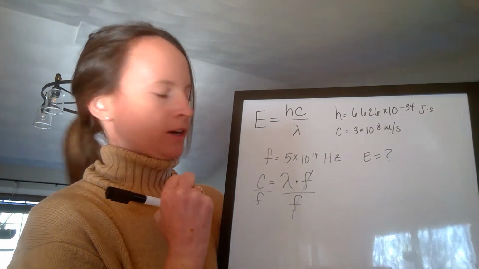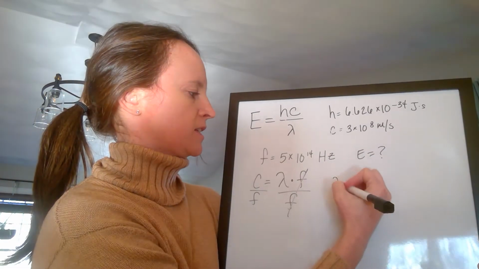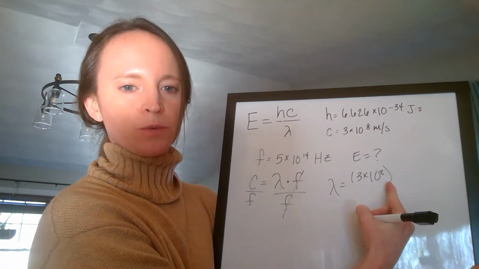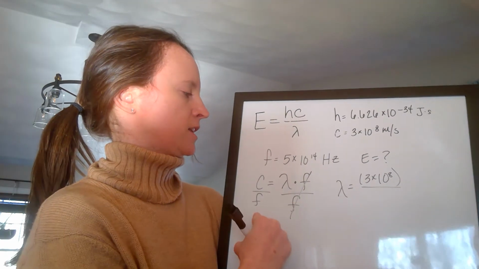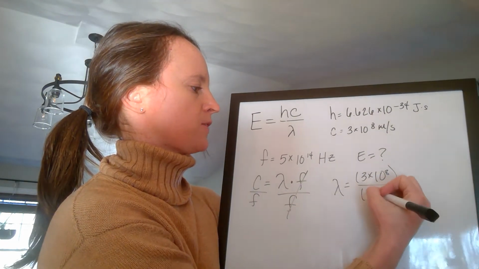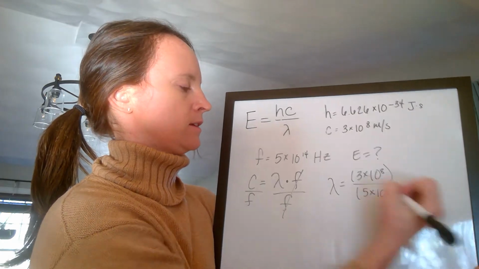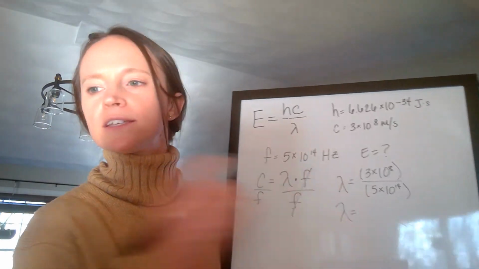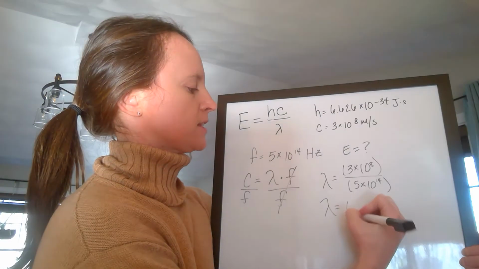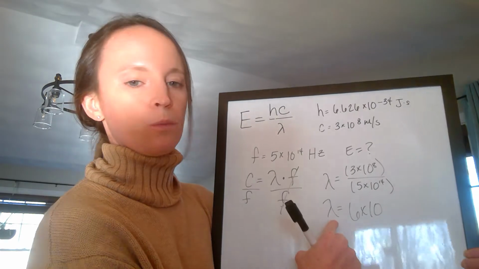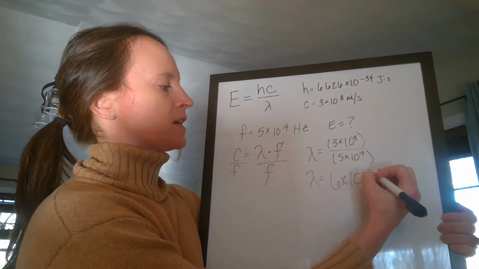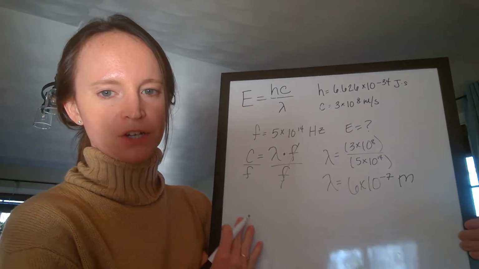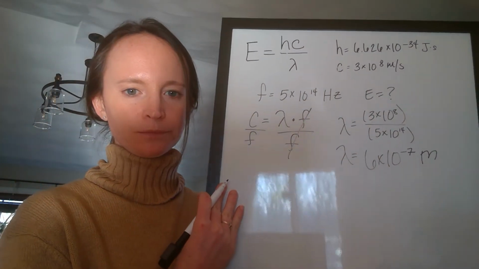Frequency cancels out over here, and I'm left with 3 times 10 to the 8th, which is C. And don't forget to put these in parentheses when you plug into the calculator. Divided by the frequency, which was given to us, 5 times 10 to the 14th hertz. When you plug that into the calculator, you get, the wavelength, not the frequency, 6 times 10 to the negative 7th meters. Meters is the unit for wavelength.